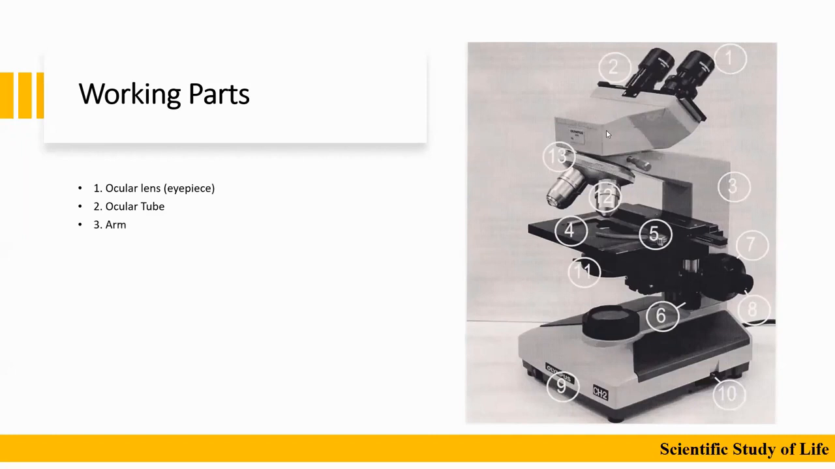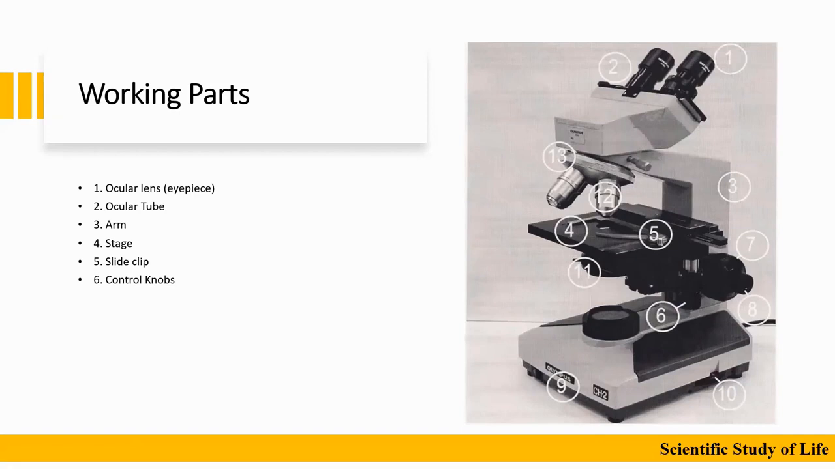And 3, which is the arm, holds in position the upper part of the microscope over the stage. We also have the slide clip, which holds the slide in place on the stage. We also have the control knobs, which provide both horizontal and vertical movements of the slide on the stage.